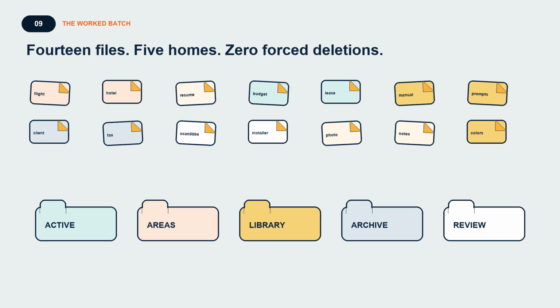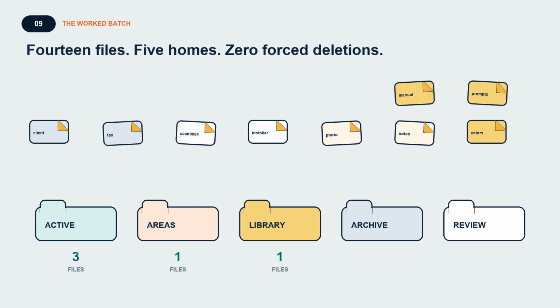Let us file a realistic batch. Flight options and a hotel booking support a current trip, so they move together into active/Japan trip. Resume draft 3 supports a job search outcome, so it goes to active/job search. Monthly budget and the lease belong to continuing responsibilities, so they move to areas/finance and areas/home.